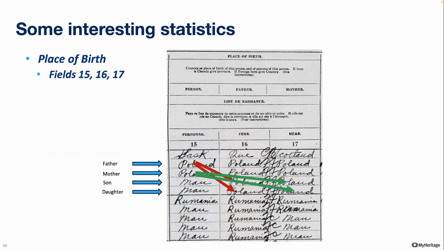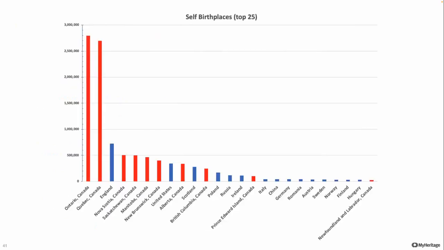So keep in mind that it's not a perfect statistical summary that I'm about to show you, but with some effort, I think we could pull them apart. So here are the top birthplaces. What I found interesting here is outside of Ontario and Quebec, more people claimed England as their place of birth than any other place, including other Canadian provinces such as Nova Scotia, New Brunswick, or Manitoba.